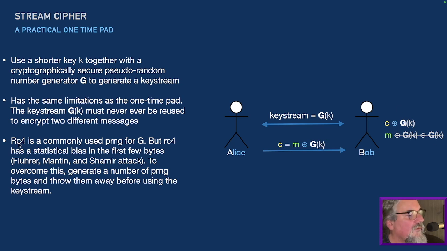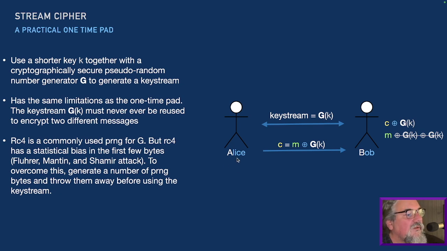For instance, one common algorithm for G is called RC4, but it actually has a statistical bias in the first few bytes. These three guys, Fluhrer, Mantin, and Shamir, created an attack to actually break stream ciphers based on RC4, just based on this statistical bias in the first few bytes. But you can do a workaround to use RC4 anyway. The workaround is to generate 100 or 200 bytes or something like that.